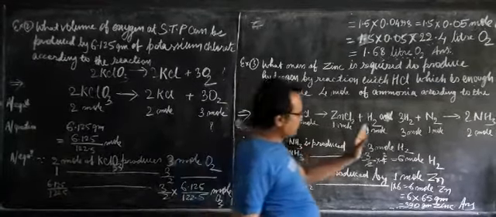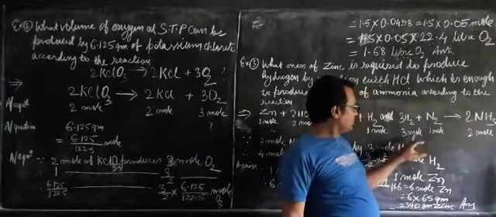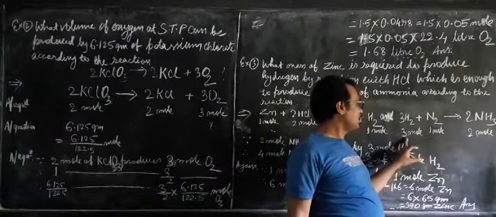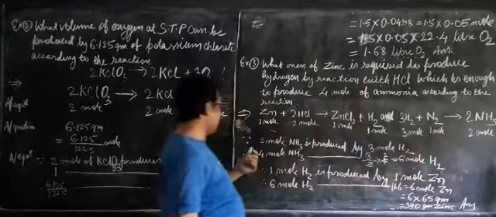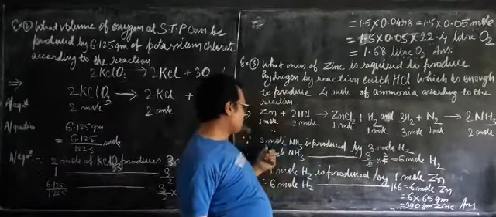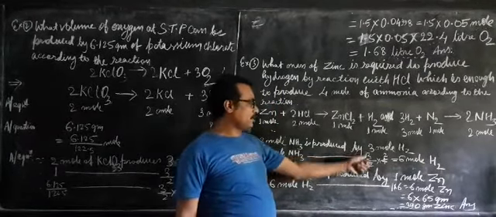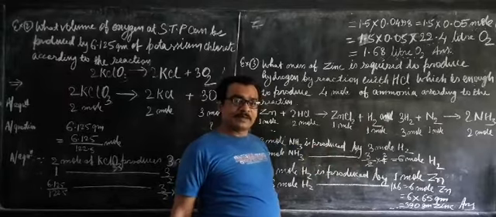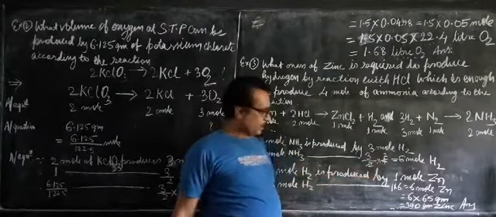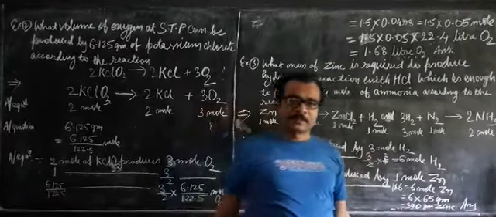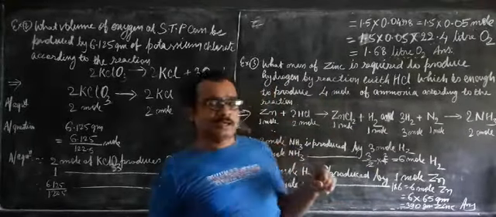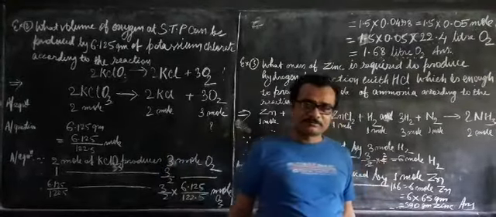Now, 4 moles of ammonia we have to produce. According to the equation, 2 moles of ammonia is produced by 3 moles of hydrogen. So we write: 2 moles of ammonia is produced by 3 moles of H2. That is why 1 mole of ammonia is produced by 3/2 moles of hydrogen. So 4 moles of ammonia would be produced by 3/2 times 4, equal to 6 moles of hydrogen.